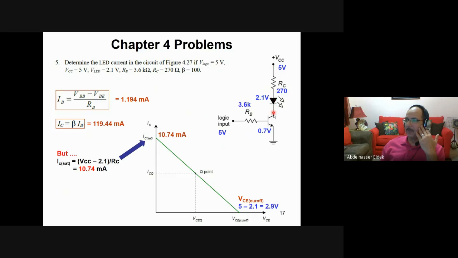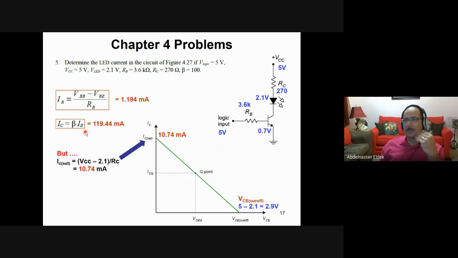Okay, so how can we find IC? To find IC, you need to find IB first. IB equal what? IB equal 5 minus 0.7 divided by the resistance, which is 3.6K. So this is IB. Okay, you multiply by 100 to get IC. So this is the current in the LED. This is the current here. It is that simple. Okay.